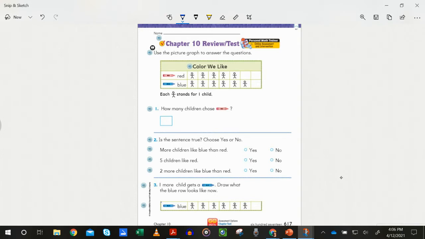Okay, number 3, we're going to use this down here at the bottom, which is just a piece of the graph. Okay, it says one more child gets a blue crayon. Draw what that blue row looks like now. So here's where it is already. What will it look like if one more child gets a blue crayon?